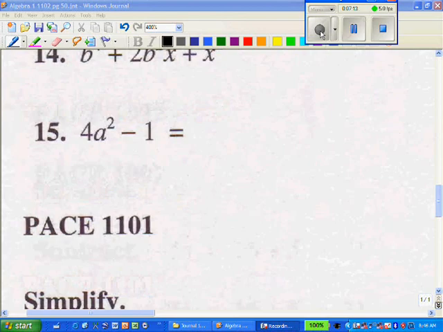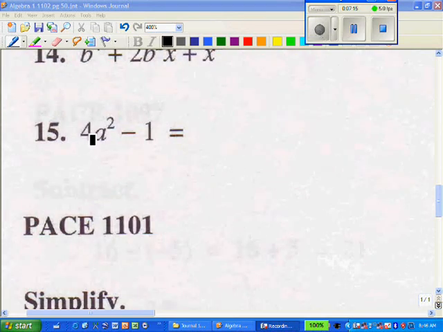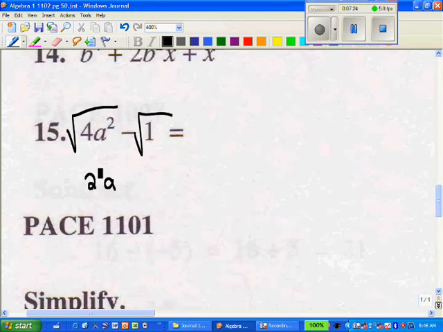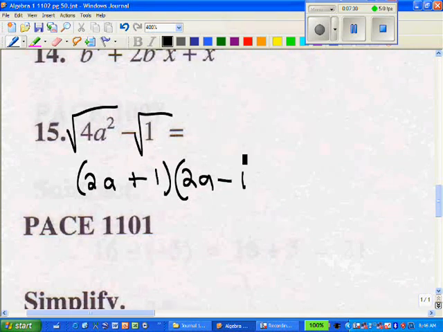Again, it looks like this one's a difference of squares because the 4a squared can be square rooted, and the 1 can be square rooted. So we're going to do the square root of 4a squared and the square root of 1. The square root of 4a squared is 2a, and the square root of 1 is positive 1 and negative 1. Right? The square root of 1 is 1, and since it's negative, it's the difference of squares, so I know that these signs have to be different. Remember, the last term is negative, so that means the signs have to be different.